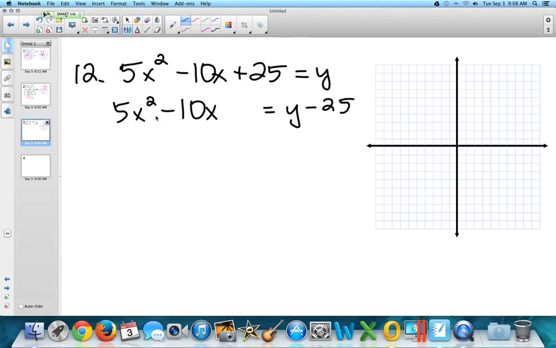Now I'm going to factor out this 5. So if I take the 5 out, notice I'm not taking out the GCF. Other instructional videos that you may find on YouTube and places mention GCF, and I'm not including the x, so you can't call this the GCF. I'm factoring out the greatest number that goes into both, okay? So this ends up with x squared minus 2x.